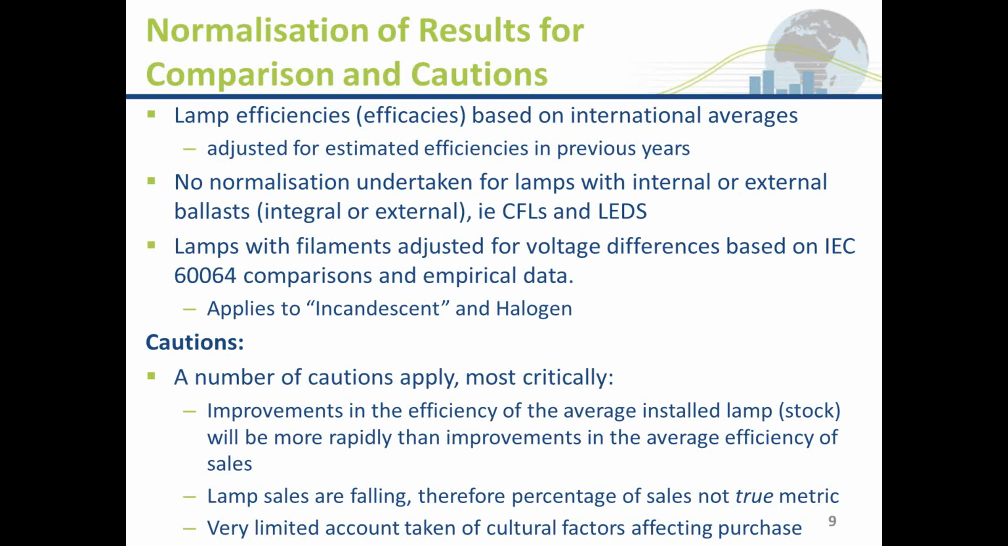Similarly, because of the metric we use in sales across markets, it's not a perfectly true metric. Lamp sales are falling because lamps are lasting longer and the replacement cycle is becoming longer. So direct comparisons between years isn't perfect, but it gives you a strong indication of what's happening.